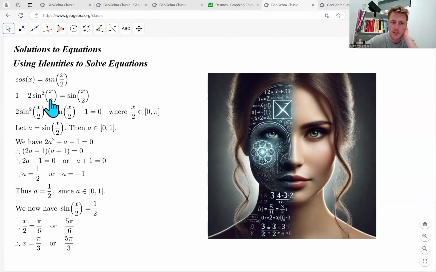I'll put a link below because I've explained that before, and it's not that intuitive to me anyway. So we exploit this identity, and then we say it equals sine of x on 2. Then, trickily enough, we realize that it's actually a quadratic. If we rearrange things a little bit, we've got a sine squared term, a sine term, and a constant term equaling 0. So let a equal sine of x on 2, just like we did before, whenever we've got a quadratic within a trig function.